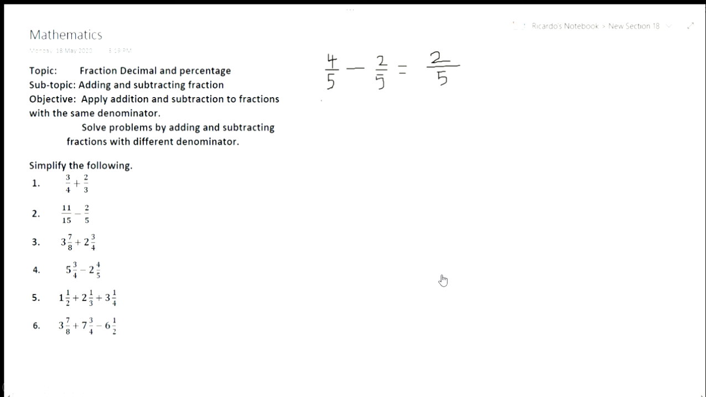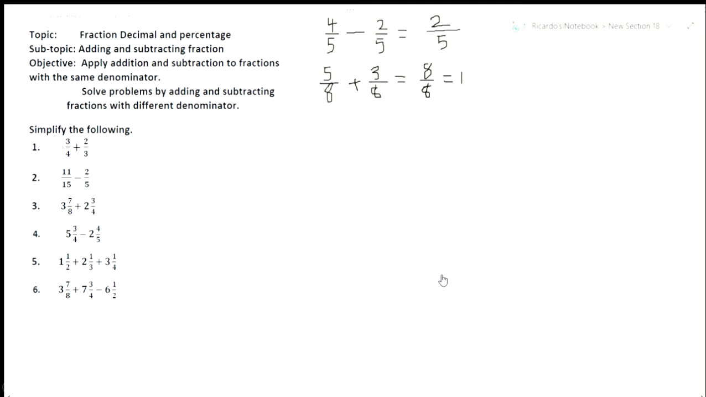Likewise, if I'm adding, say I have 5 upon 8 plus 3 upon 8, I can just add the numerators again. 5 plus 3 is 8, so that's 8 upon 8, which is equal to 1.